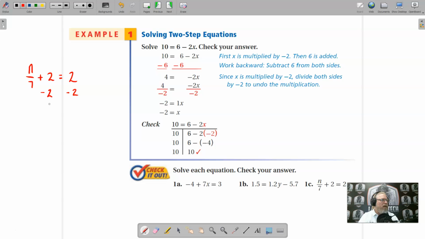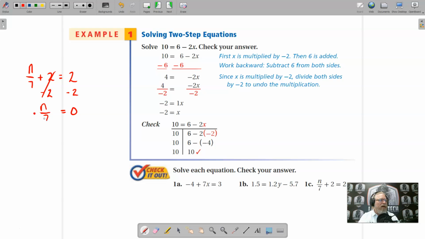So with that said, the 2 minus 2 is going to give me 0. The 2's are going to cancel each other out, leaving me with n over 7. Yep, makes very good sense. So now the n is tied to the 7 here through division.